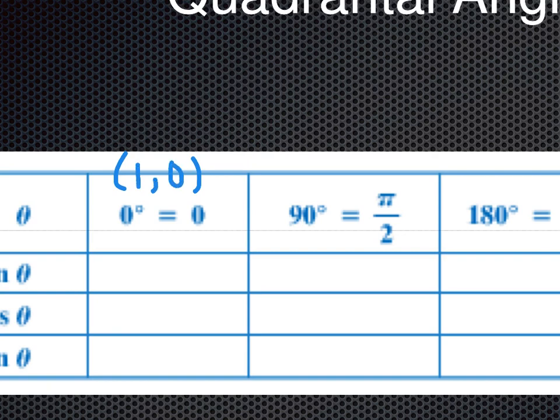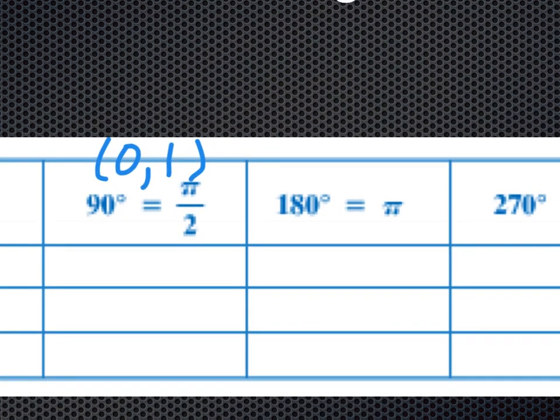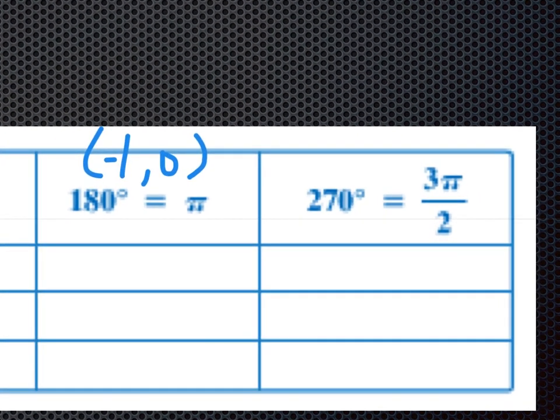If I'm at pi over 2, what did I do? I didn't go left or right any, correct? I just went up where? 1. Okay. What's the ordered pair for 180? I went negative 1, 0, good. And then what about 270? 0. Good, 0, negative 1.